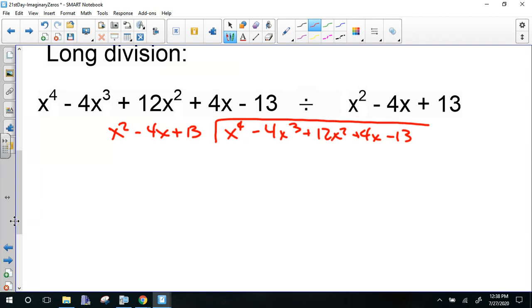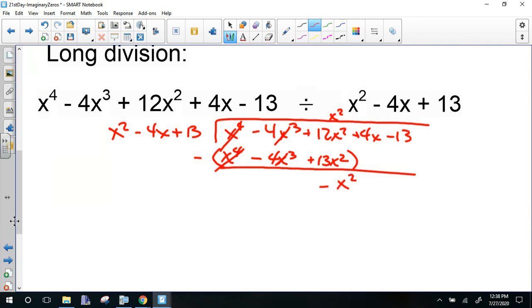What do I multiply x squared by to get x to the fourth? Well, I can multiply by x squared. x squared times x squared is x to the fourth. x squared times minus 4x is negative 4x cubed. x squared times 13 is 13x squared. And I'm going to subtract. That cancels, and 12 minus 13 is a negative 1x squared. And I bring down my 4x.